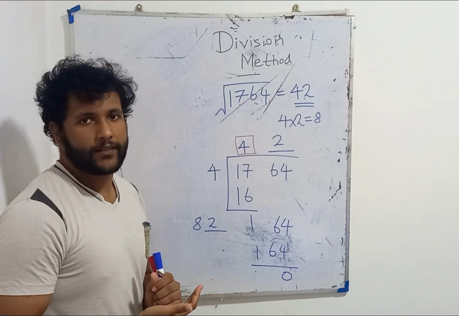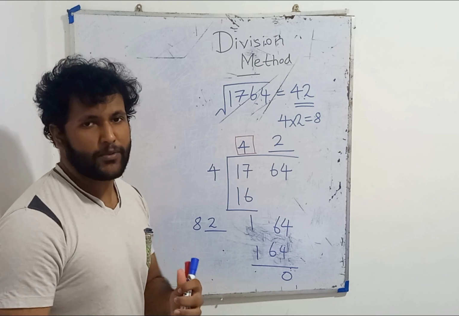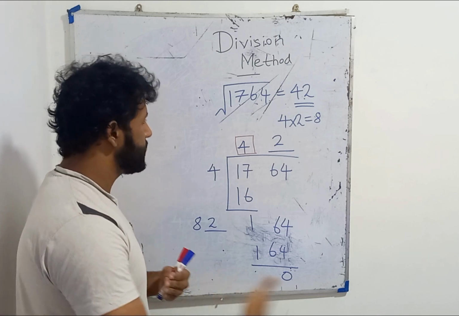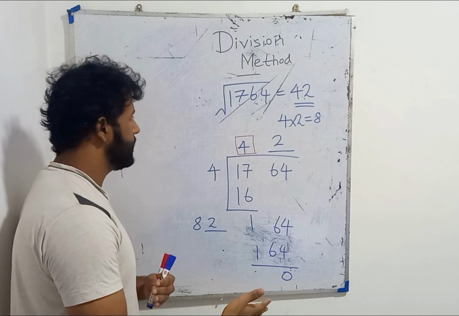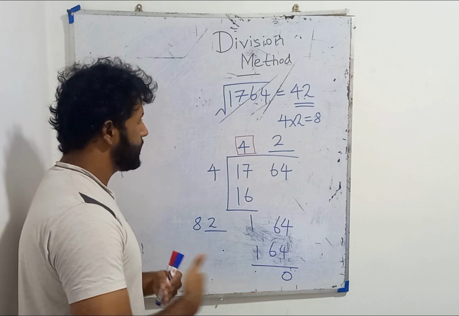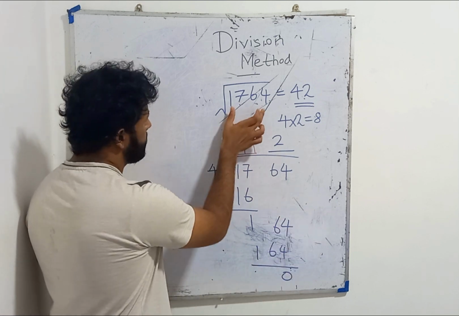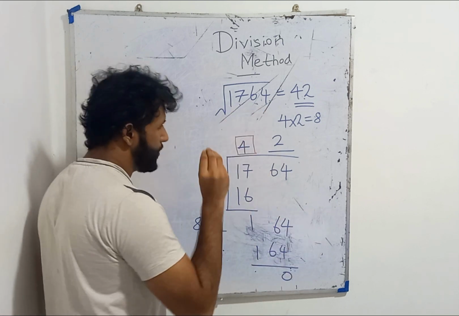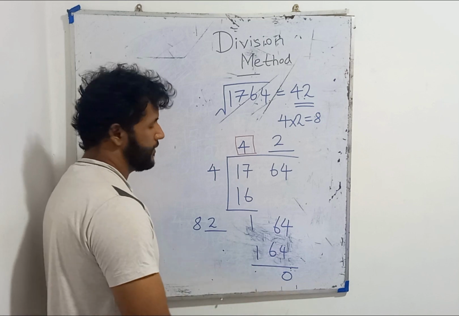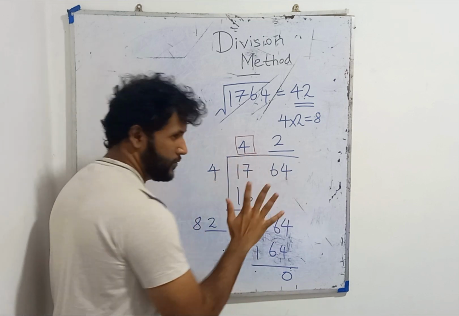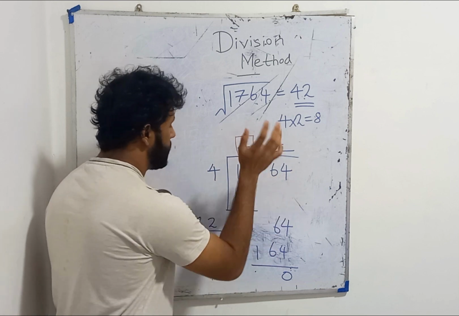Okay, since this is new to you, I'm going to explain this again, stepwise, for your better understanding. Let's say the number. Break that number into pairs. Two pairs are here: 17 and 64.